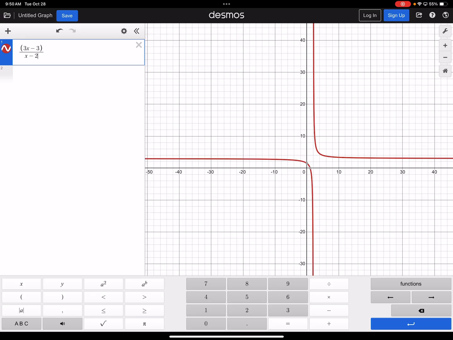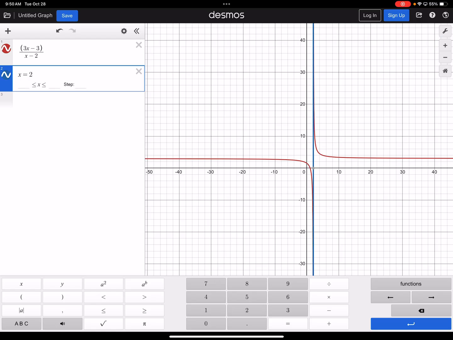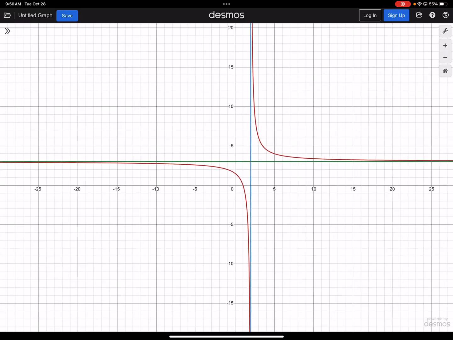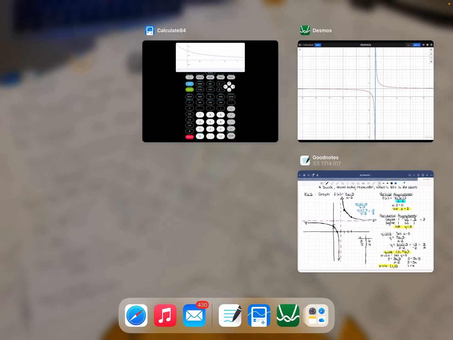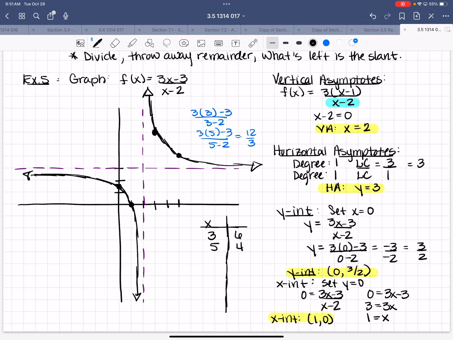And if we graph our vertical and horizontal asymptotes there, what was my vertical? x equals 2. And then what was my horizontal? y equals 3. And you'll see how they sit, just like that. Is that what our picture looked like? Pretty much. Can y'all see them both sitting there together? Does it show you? Yeah, it does. There we go. Good job. That was example 5.